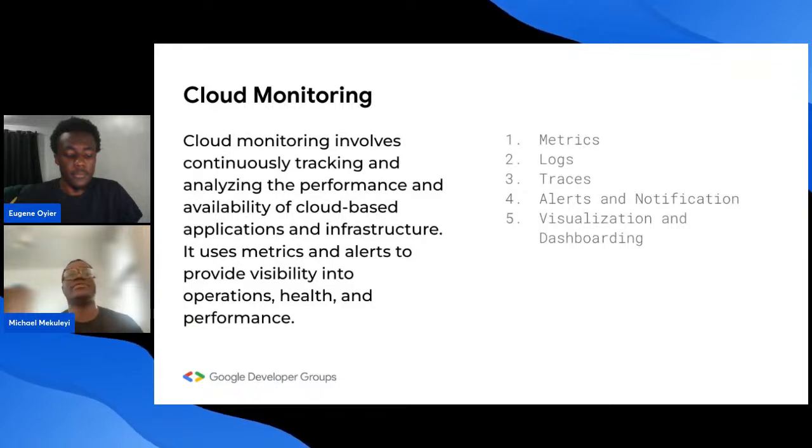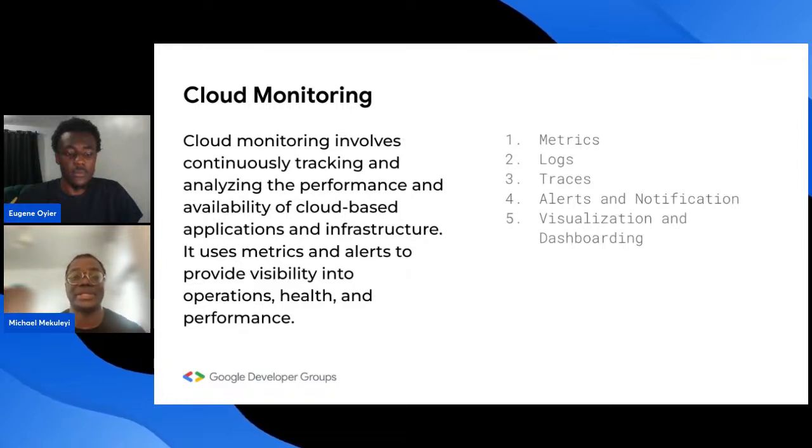Cloud monitoring involves continuously tracking and analyzing the performance and availability of cloud-based applications and infrastructure, and then using metrics and alerts to provide visibility into operations, health, and performance. So cloud monitoring enables us to do all this stuff, and it enables us to connect, to build, to monitor, and to visualize.